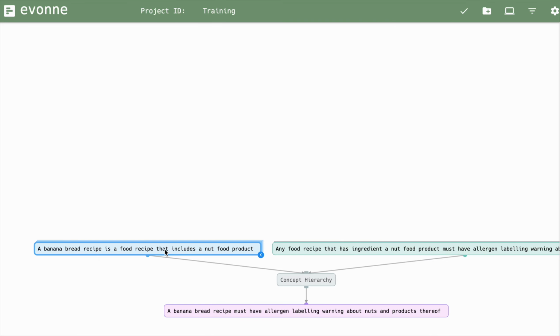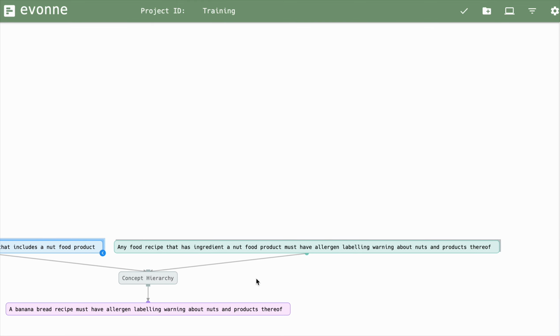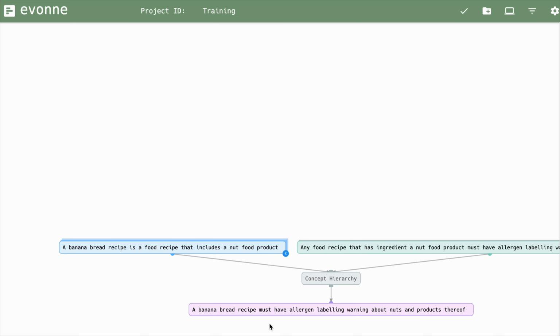A banana bread recipe is a food recipe that includes a nut food product, in blue, and any food recipe that includes a nut food product must have an allergen labelling warning about nuts and products thereof, in green. The green statements are called axioms. They're accepted as true without needing a proof. You can ignore the grey boxes. They aren't important for this study. Let's take a closer look.